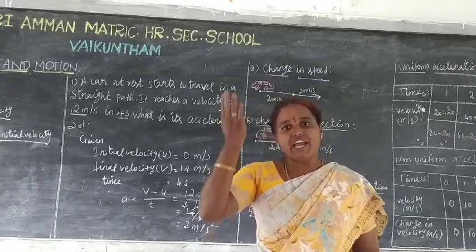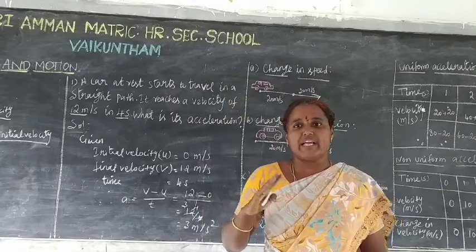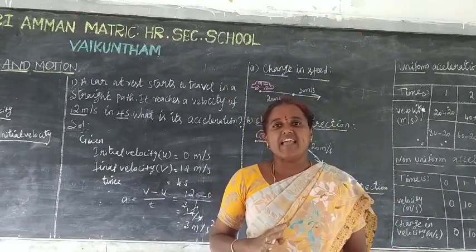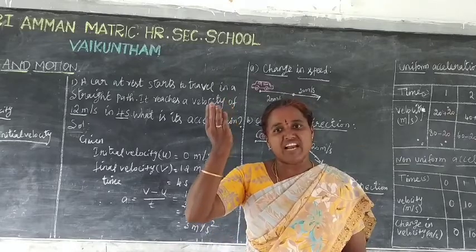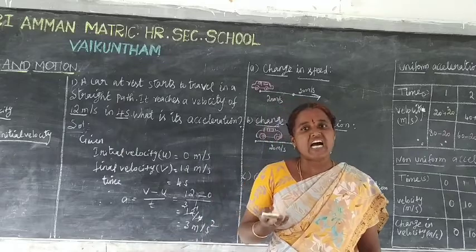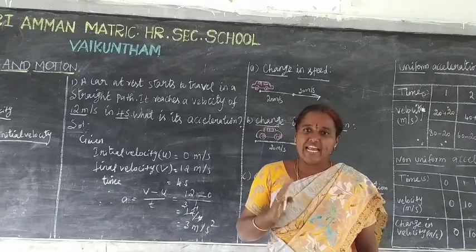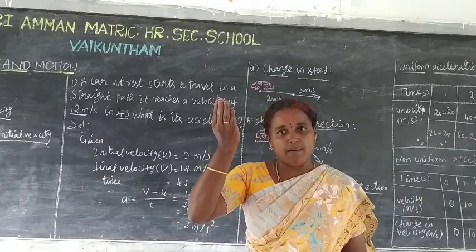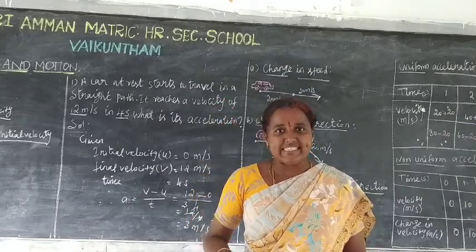Next, throwing up a ball is another example of negative acceleration, because as the ball moves up, its velocity decreases.